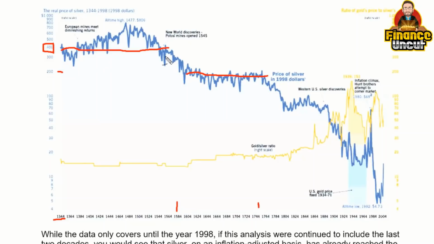So 200 years at $400 silver, 200 more years at $200 silver, and then you get down here into this range, and we'll flatten that out around $100, and that was from roughly 1784, it looks like, to 1884, we'll call it, we'll make that 100 years.